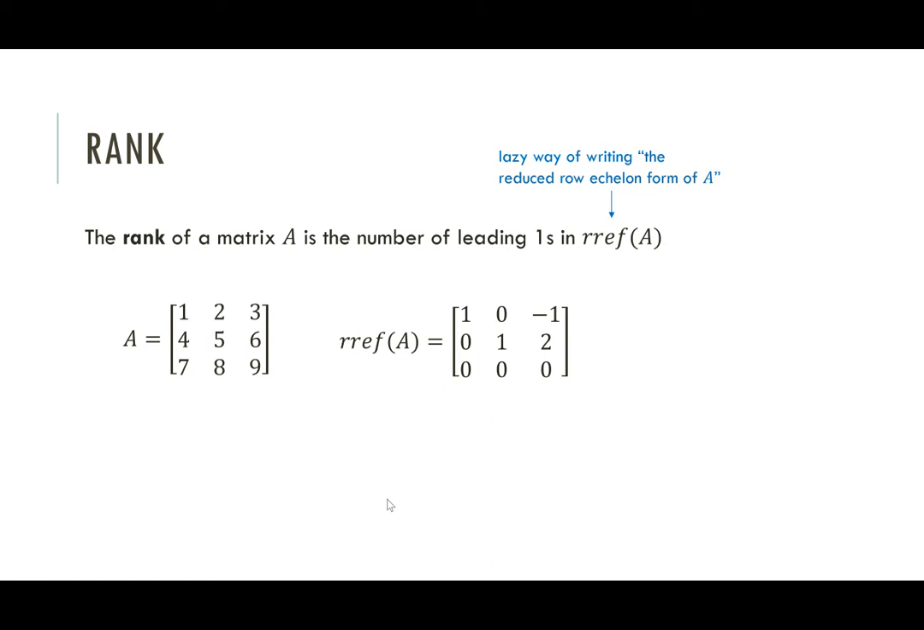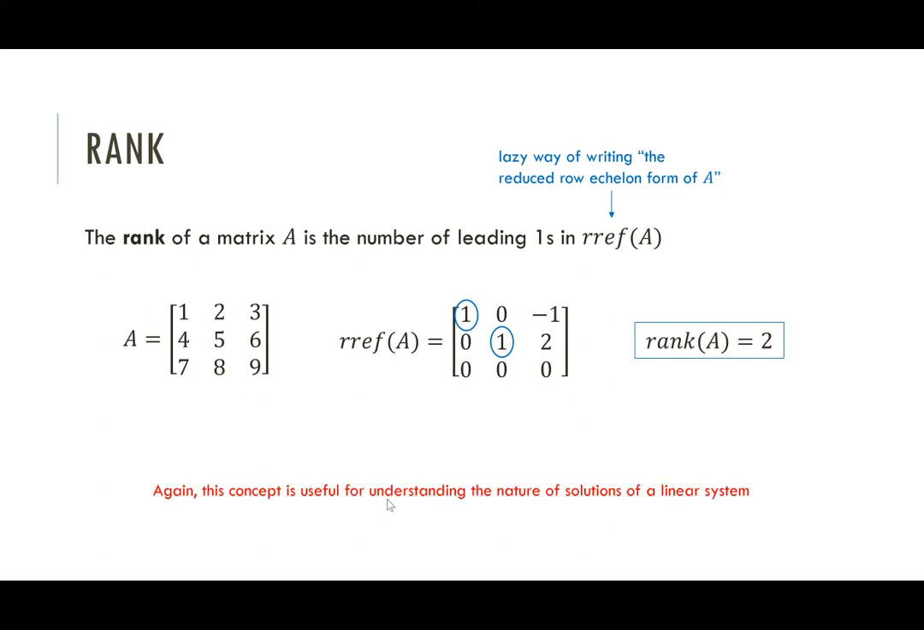And now the rank of the matrix is the number of leading ones. So let's count the number of leading ones. There are 2 of them. And so the rank of the matrix A is 2. All right. Not too crazy, not too difficult to apply the definition.